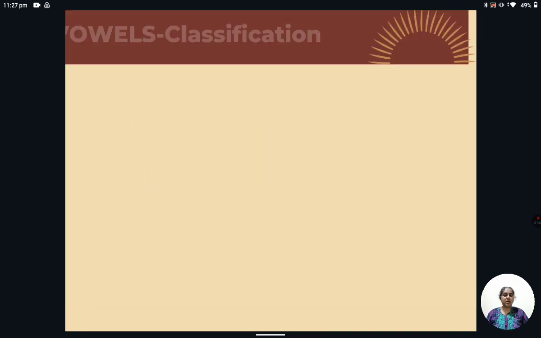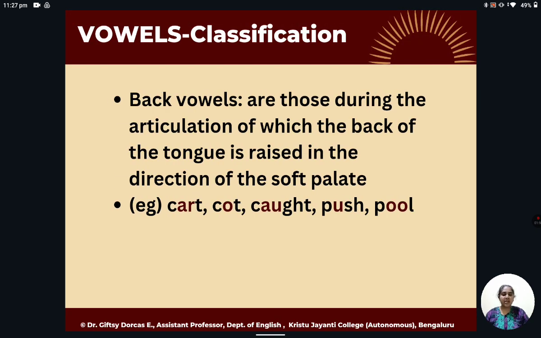Next are the back vowels. The back vowels are vowels during the articulation of which the back of the tongue is raised in the direction of the soft palate. The sounds produced using the back of the tongue are the U sound in cut, O sound in cot, O sound in caught, U sound in push, and the oo sound in pool. These are also called back vowel sounds.